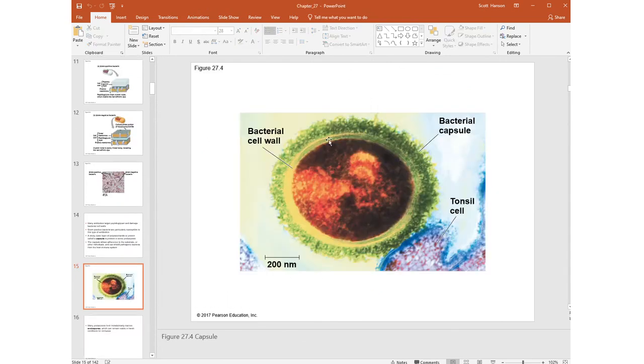And here you can see the bacterial cell wall on the outside of the bacteria, and then the bacterial capsule, that's the outermost layer. You can see this capsule on this particular bacterium is pretty dense, pretty thick, and you can see a lot of the lipopolysaccharides on the outer surface, kind of chains, which makes it look a little fuzzy on the outer surface. And here's a tonsil cell in someone's throat that it's attached to.